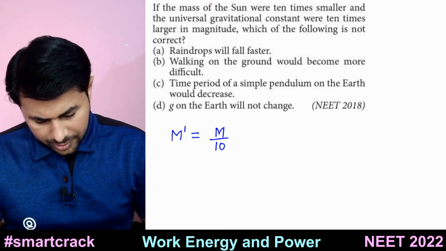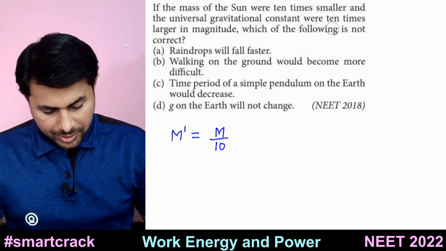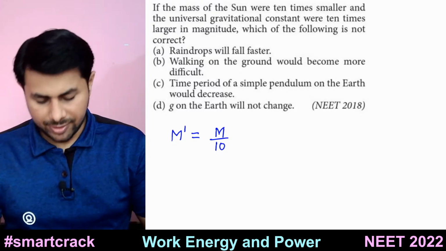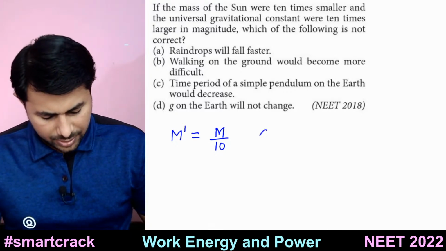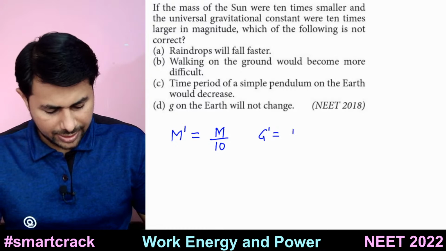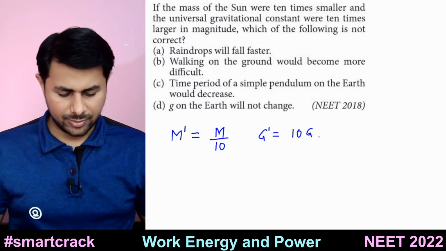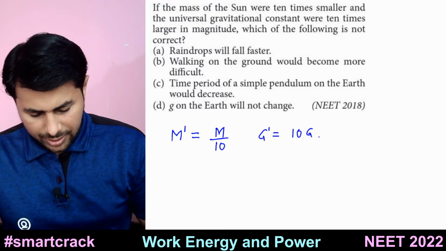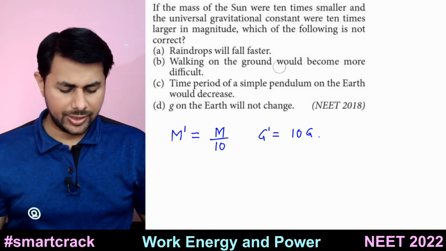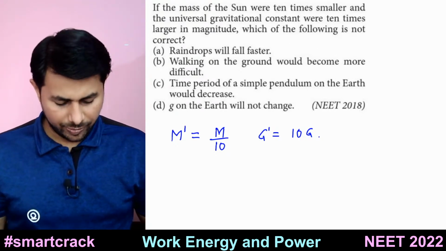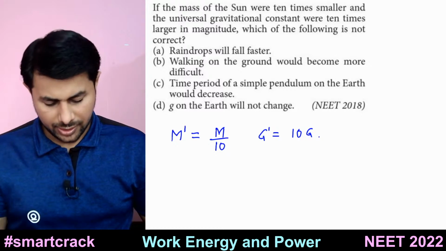Then the universal gravitational constant becomes 10 times larger. G prime equals what? 10 times G. Okay, this is given to us, and they are asking which of the following is not correct. So let's check the options.